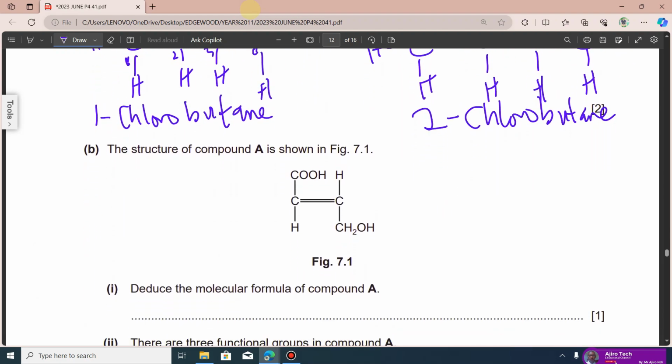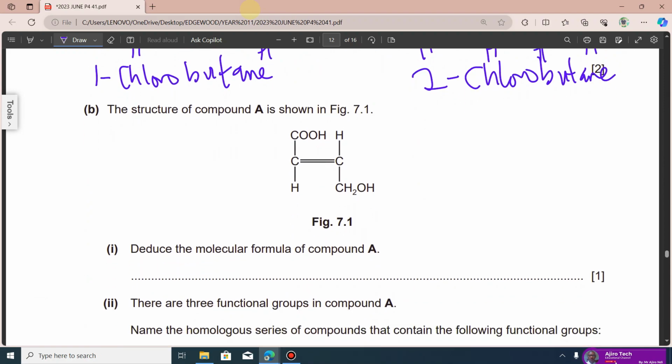Now the structure of a compound is given like this. So this is the structure you're given. Deduce the molecular formula of compound A. So remember what molecular formulas are. They show the actual number of atoms in the molecule of the compound. So actual number is to count each atom that is present.